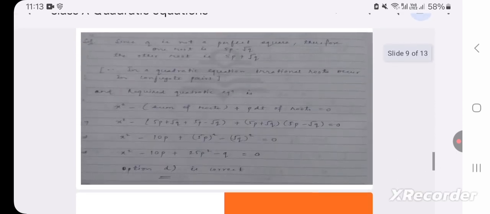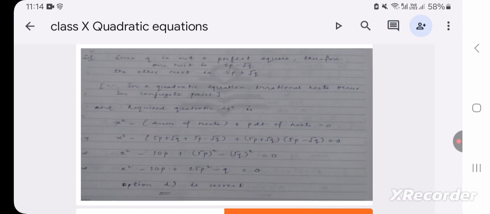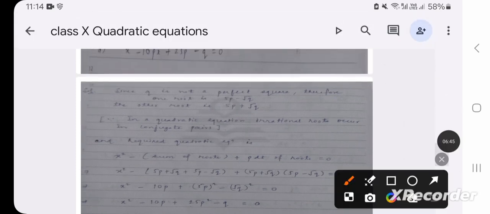We know how to find the quadratic equation. We know the required quadratic equation will be x square minus sum of roots times x plus product of roots. So if one of the roots is 5p plus root q, then another root will be 5p minus root q, because in a quadratic equation irrational roots occur in conjugate pairs.